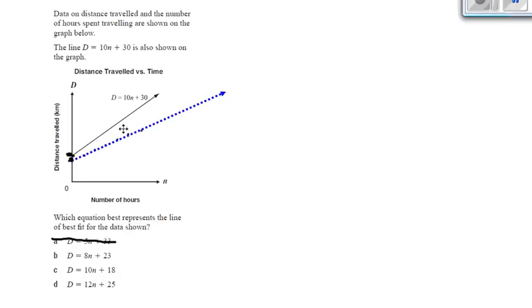The next thing I notice is that the steepness of my line is less than the steepness of the given line, which means I need a slope that is less than 10. So this is 10 exactly, and they're not parallel. This is more than 10, so the only correct answer could be this one, because it has a smaller slope, it's less steep, and the starting value is lower.